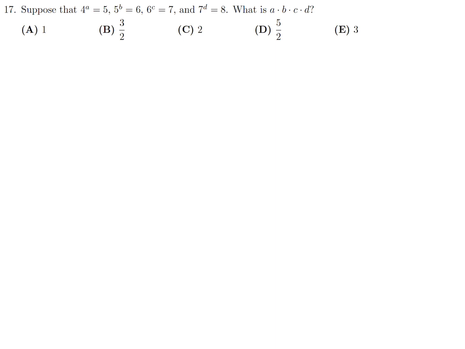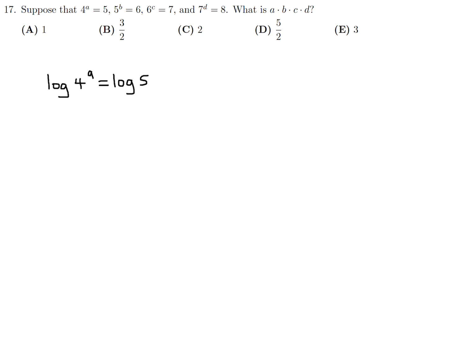Suppose that 4 to the power of A is 5, 5 to the power of B is 6, 6 to the power of C is 7, and 7 to the power of D is 8. What is A times B times C times D? So I just use logs. Do they teach logs in grade 10? I don't even remember. But it's so straightforward with logs that why do anything else, right?